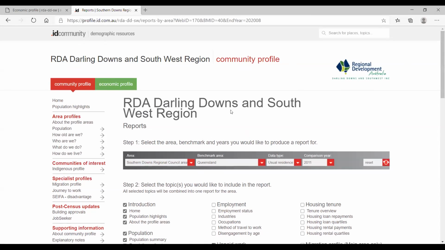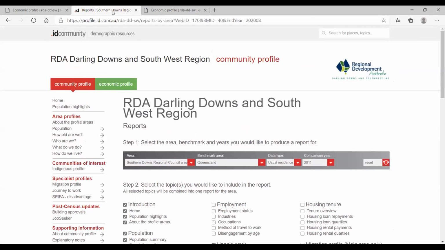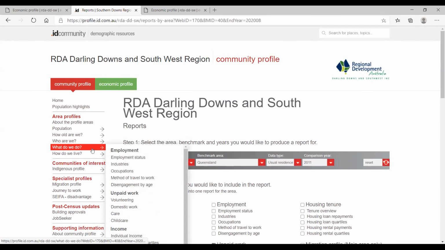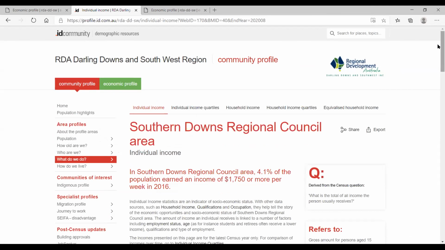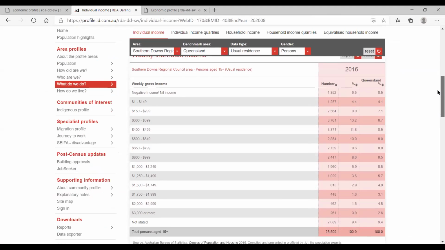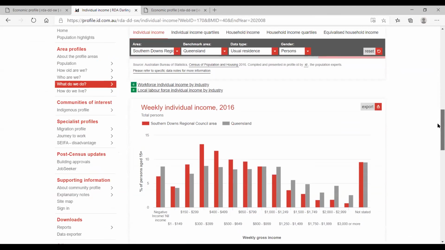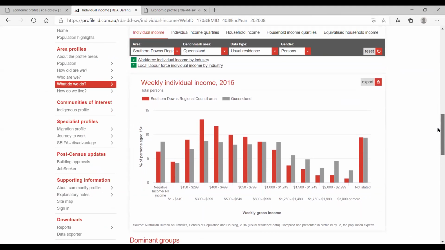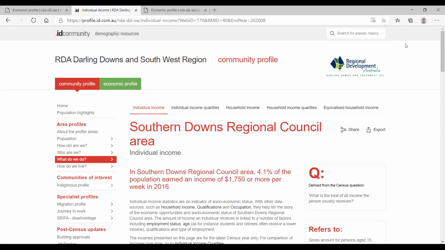Does anyone have any questions on that? Is there a disposable income in there? Yep. So if we look here, where's my income? Individual incomes. Yeah, so you can look at your individual incomes, and you can get your categories there for what people earn as well. And then you've got your household income and that sort of thing.